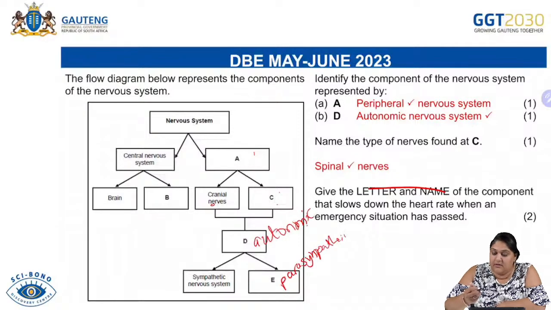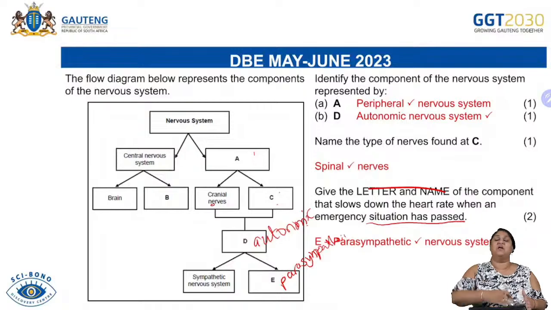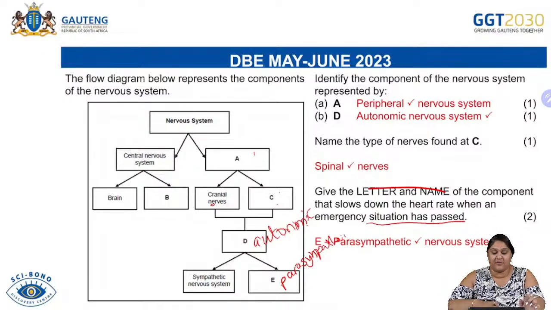Okay, right. So give the letter and name of the component that slows down the heart rate when an emergency situation has passed. Okay, so now the emergency situation has passed. So now they're saying that it's already happened. Okay, so what's the letter and the name of the component? It is E, the parasympathetic nervous system. Because once it's already passed, remember it's already happened. So the sympathetic happened, and now it has to bring you back to normal. You see, this is a very lovely question. If you can do this question, then you understand this.